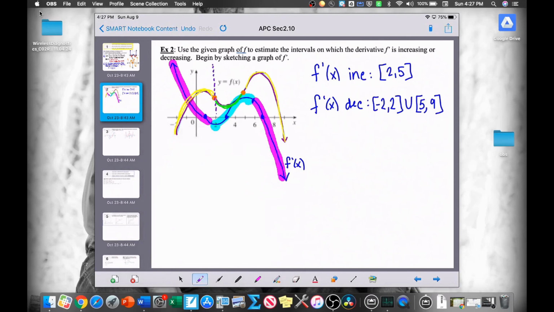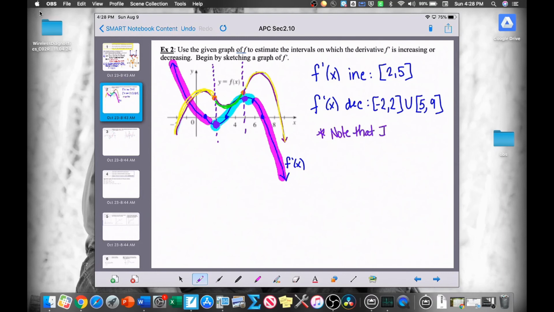And the reason that we care about inflection points is when you look at where the inflection point on f of x lines up with f prime of x, notice that inflection points on my original function become turning points on my derivative function. So let's write that down.